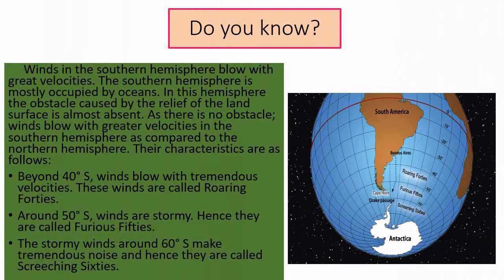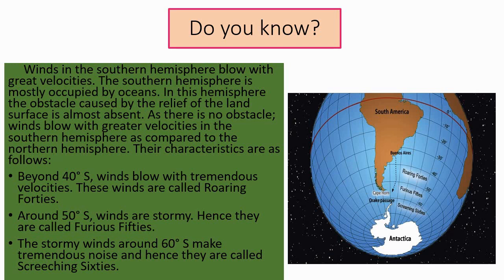Do you know winds in the southern hemisphere blow with great velocities? The southern hemisphere is mostly occupied by oceans. In this hemisphere, the obstacle caused by the relief of the land surface is almost absent. As there is no obstacle, winds blow with greater velocities in the southern hemisphere as compared to the northern hemisphere. Their characteristics are as follows.